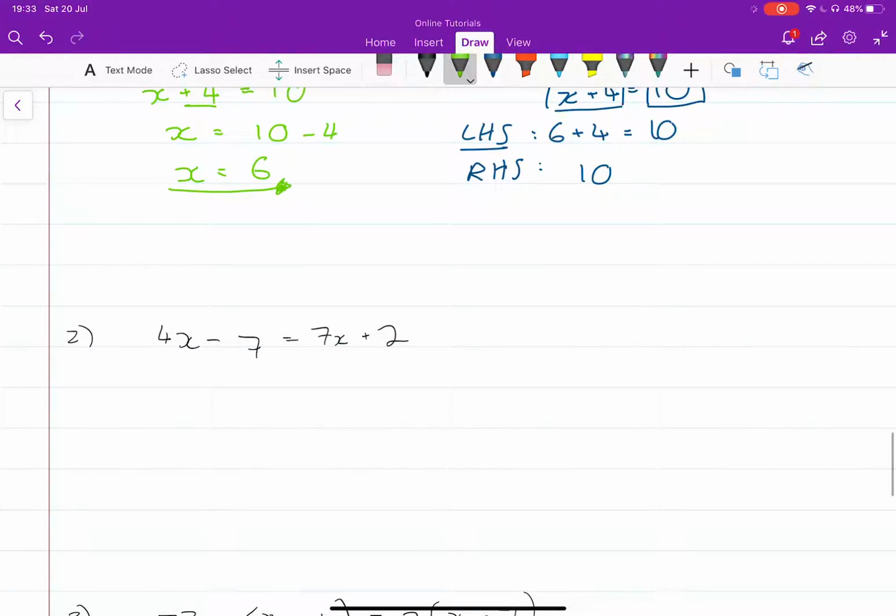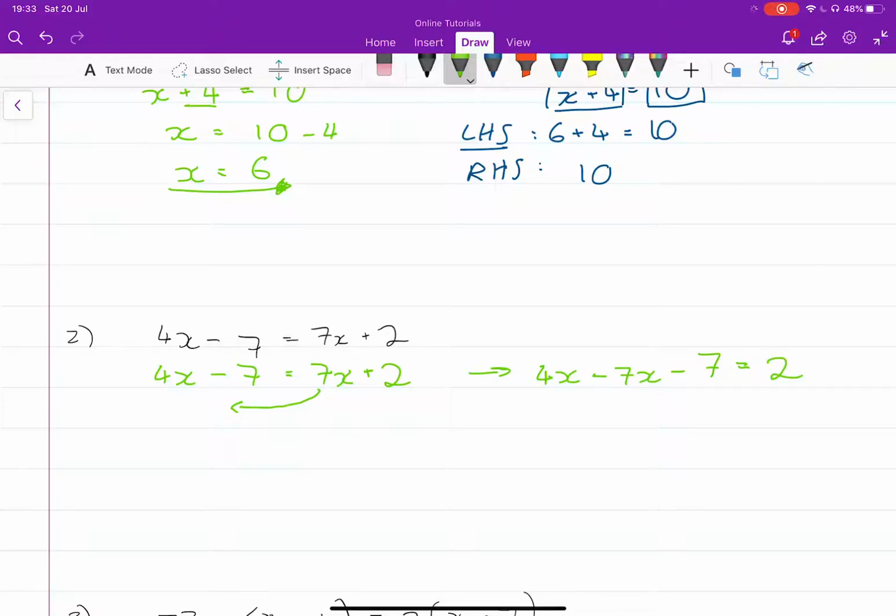Okay, so now we have 4x minus 7 equals 7x plus 2. So let's rewrite that quickly. 4x minus 7 equals 7x plus 2. So what I want to do is bring this 7x to this side, and let's do that first. So this becomes 4x. This was plus 7x, so this becomes minus 7x. Minus 7 equals 2. Can't do anything to the rest.